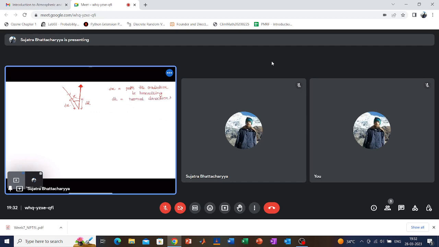Okay, therefore the relation between these will be dh equal to dx cos chi. Then dx will be dh sec chi, right? This chi is the, okay, I have not written. Chi is the solar zenith angle. What is that?